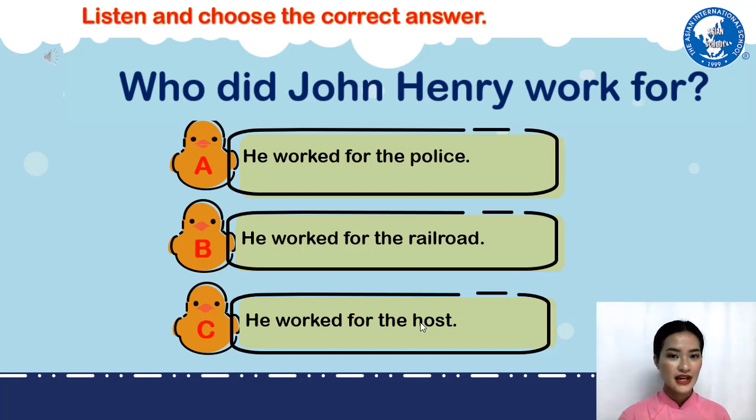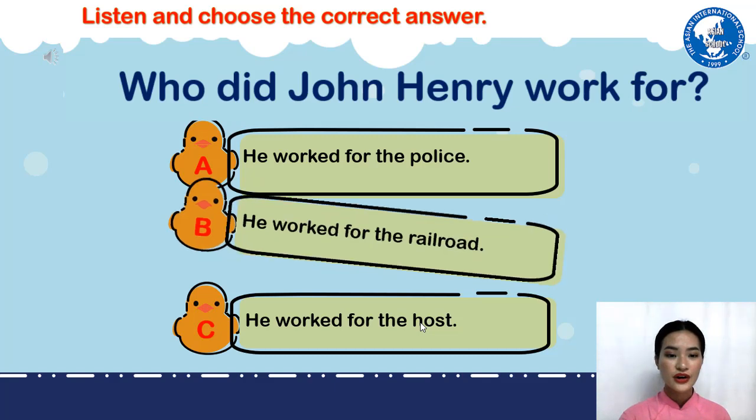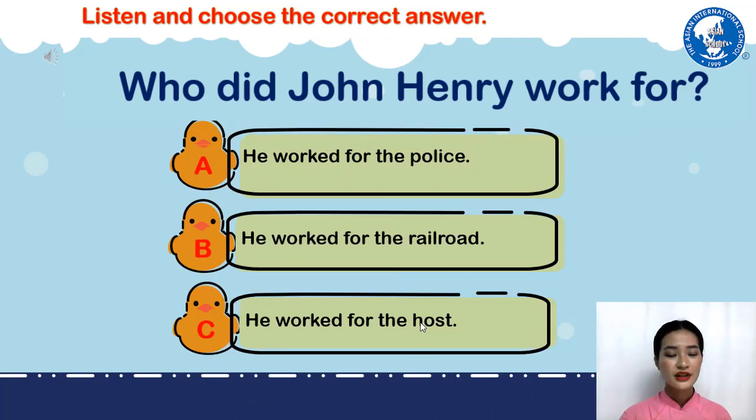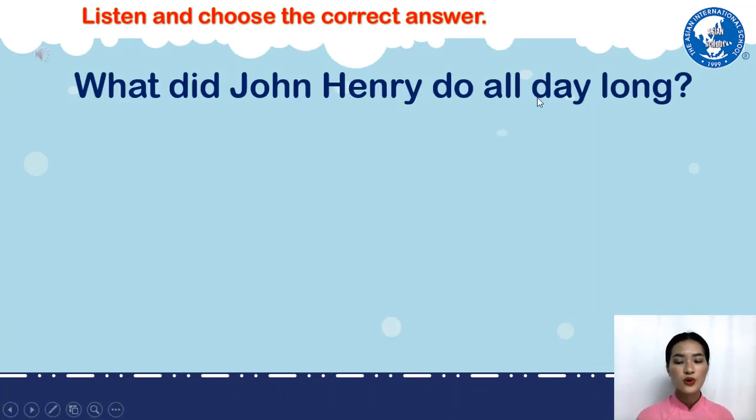So, A, B, or C, everybody? Correct. The answer is B. He worked for the railroad. Excellent job, everybody. Next, what did John Henry do all day long?